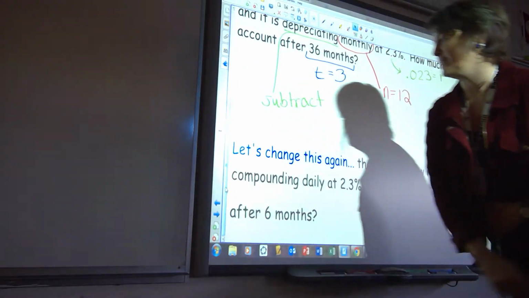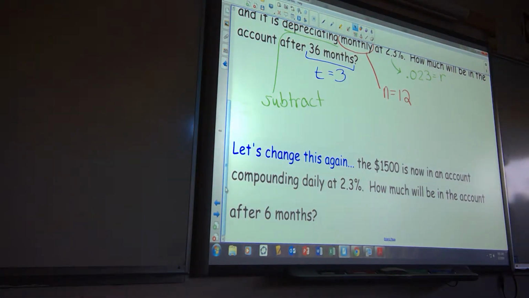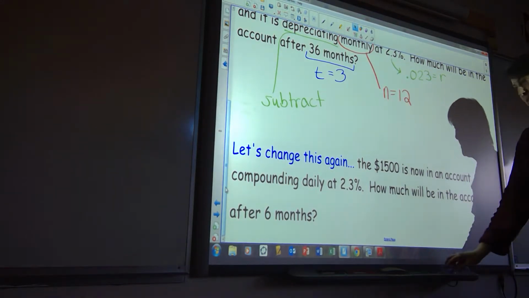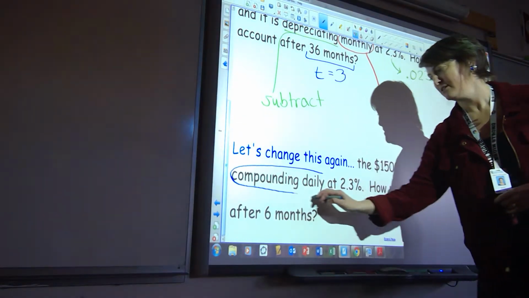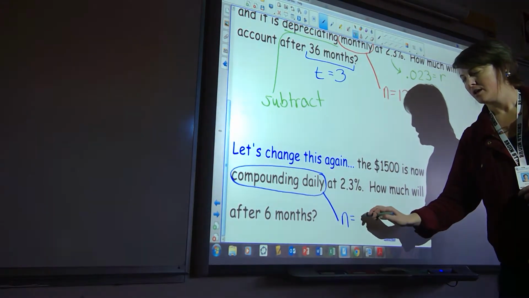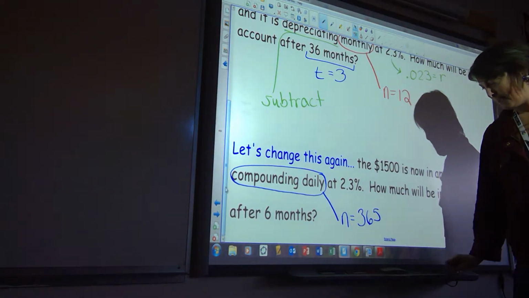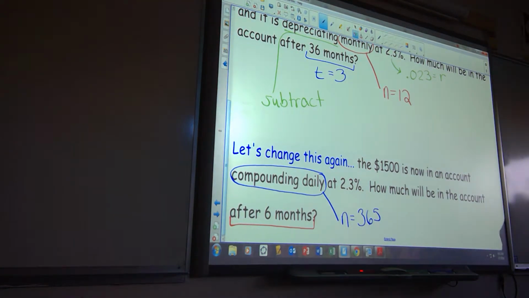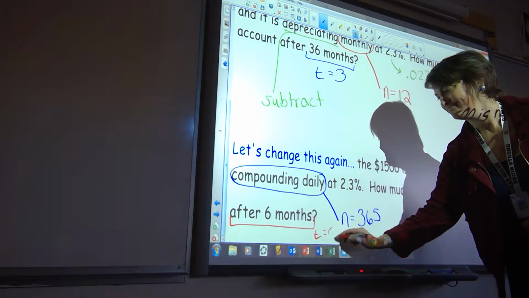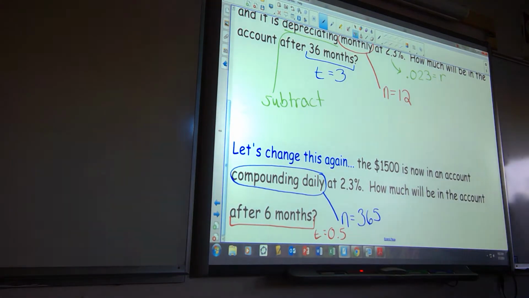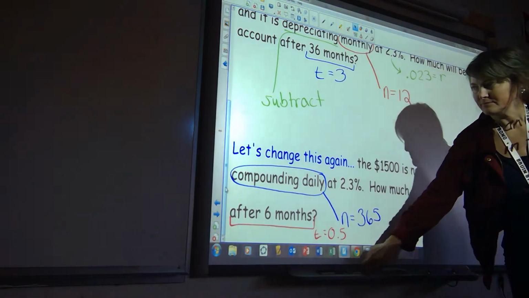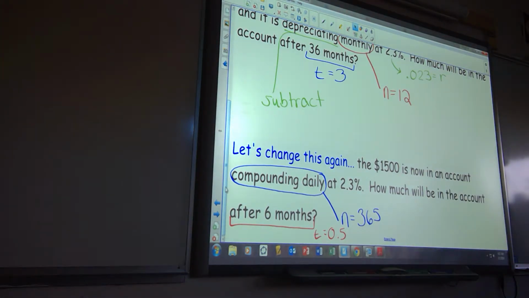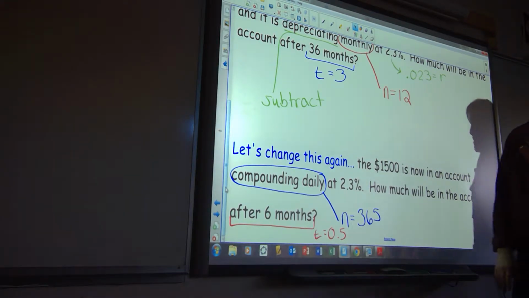All right, so if we change it slightly, 1,500 is now in an account compounding daily, same percent. How much would be in the account after 6 months? So let's see here. Compounding daily means that N will be 365. And if it says after 6 months, T would be 0.5. All right, and I think that this is fine. I just want to make sure that you know what to look for in the word problems. I think plugging it in ends up being pretty straightforward.